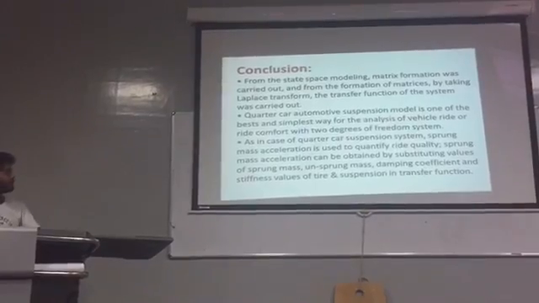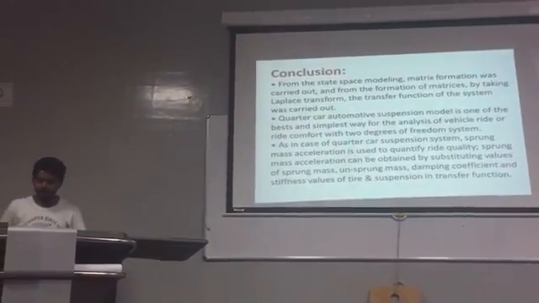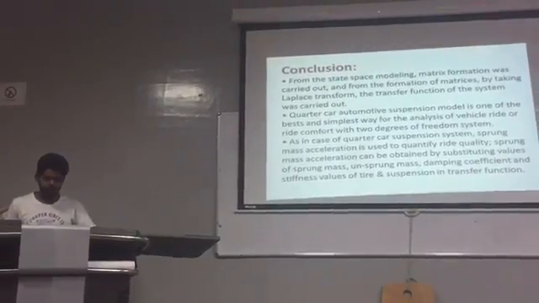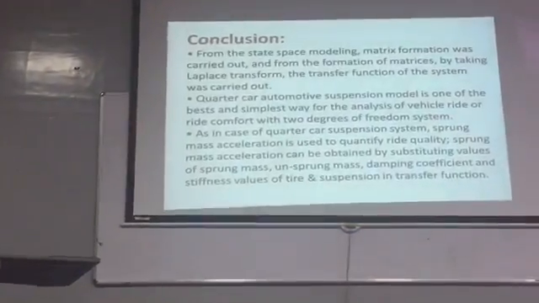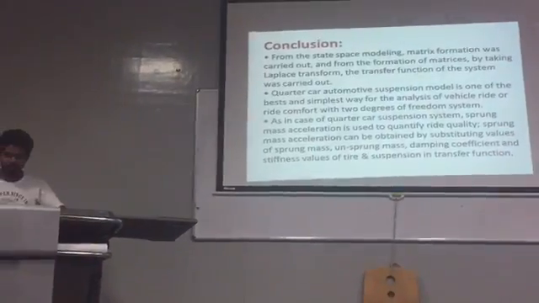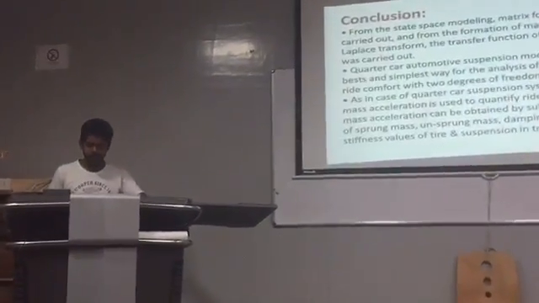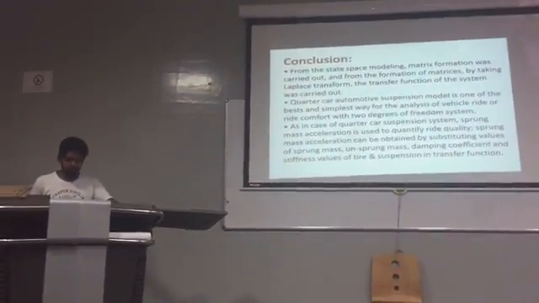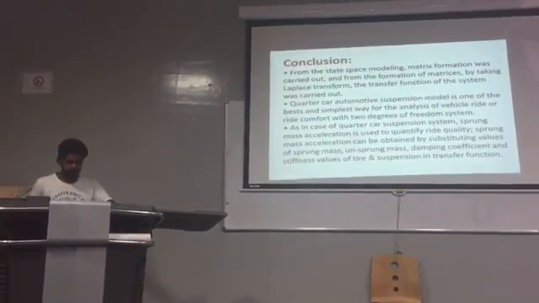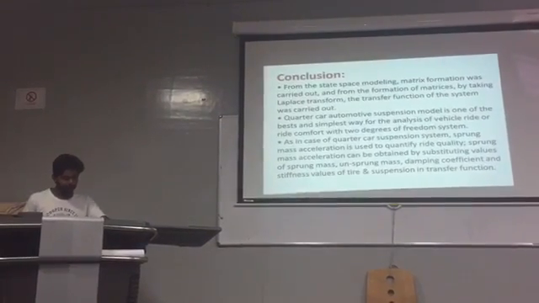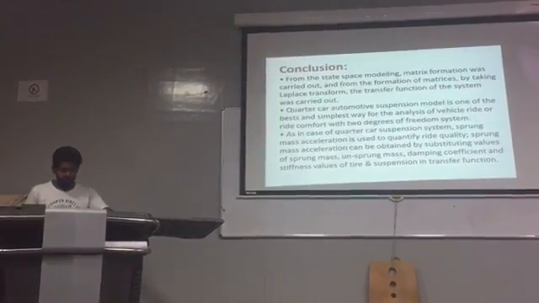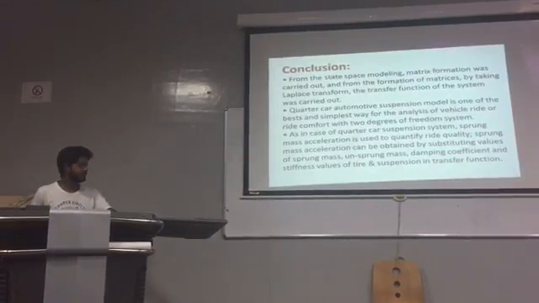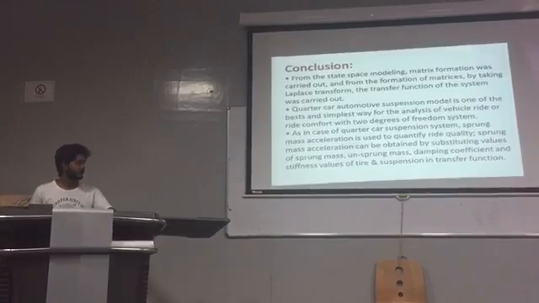Next is the conclusion. From the state space modeling, matrix formation was carried out, and by taking the Laplace transform of the matrices, the transfer function of the system was obtained. The quarter car automotive suspension model is one of the best and simplest ways to analyze vehicle ride comfort with a 2 degrees of freedom system. In the quarter car suspension, sprung mass acceleration is used to quantify ride quality. Sprung mass acceleration can be obtained by substituting the values of sprung mass, unsprung mass, damping coefficient, and stiffness values of the tire and suspension into the transfer function. Okay, thank you.